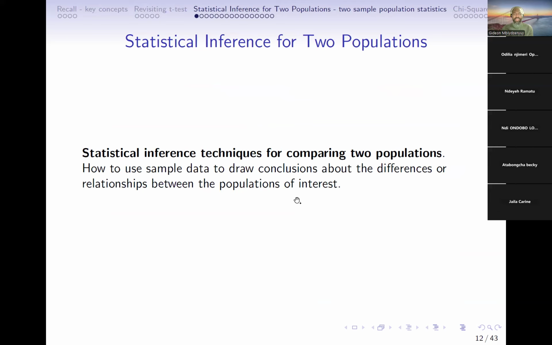So we then started talking about the 2 population case. That was the case where you have one population. When you have more than a single population, under what conditions can you have more than one population? I remember that was a question somebody asked. It could be that you are studying 2 groups. This is common in medicine, where you want to study 2 groups of people. One group may receive a certain treatment and the other may not. So you have a population of people who got a treatment and a population of people who did not get a treatment. And you may want to use a sample from each population to draw conclusions about the differences or relationship between the populations of interest.